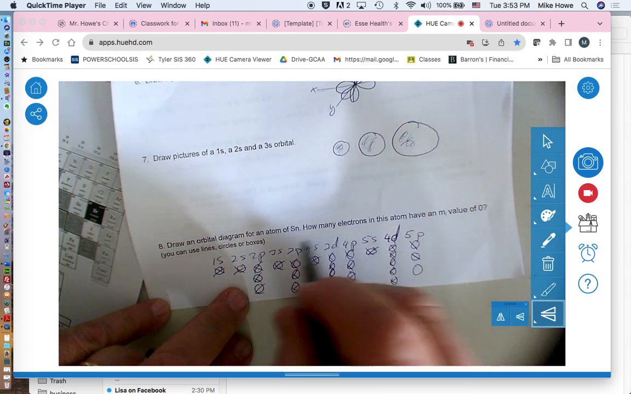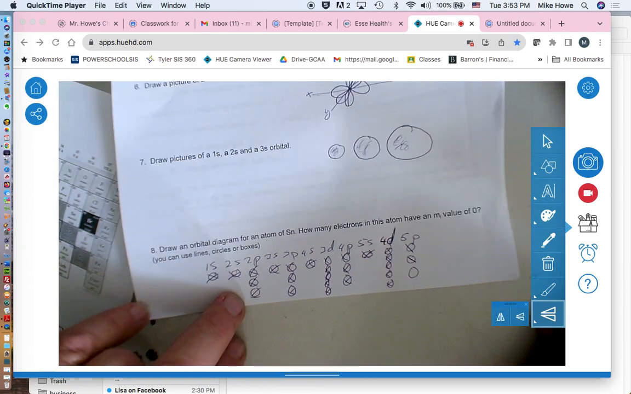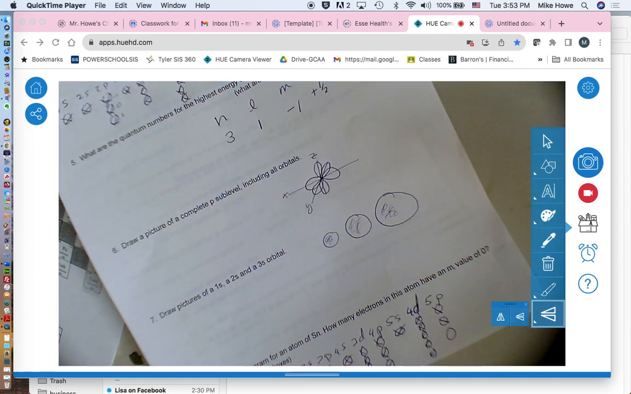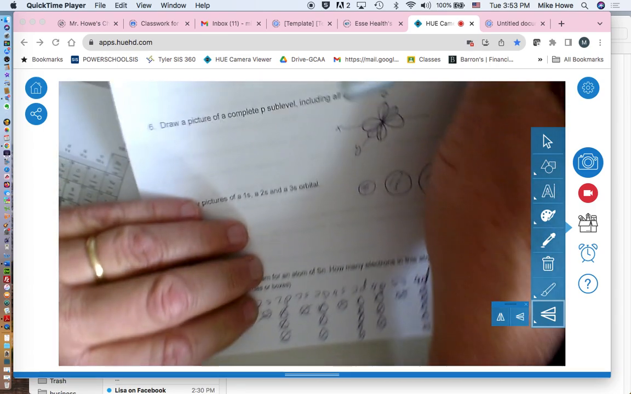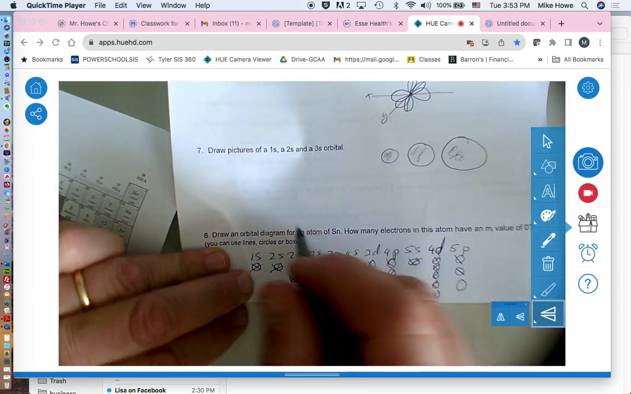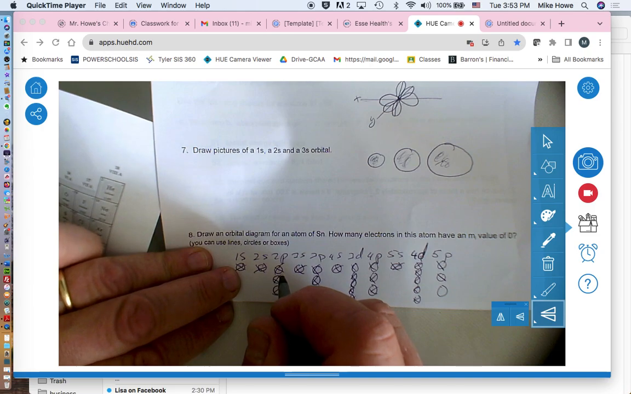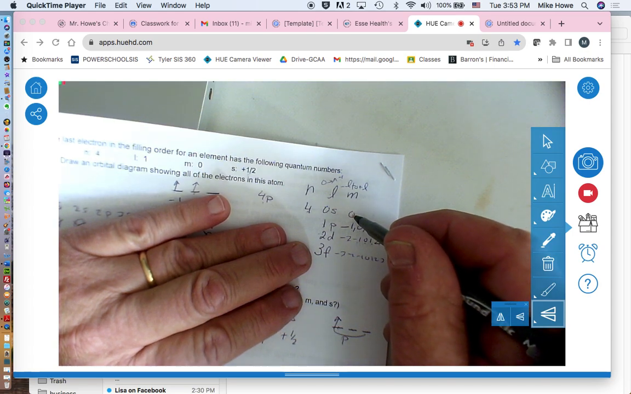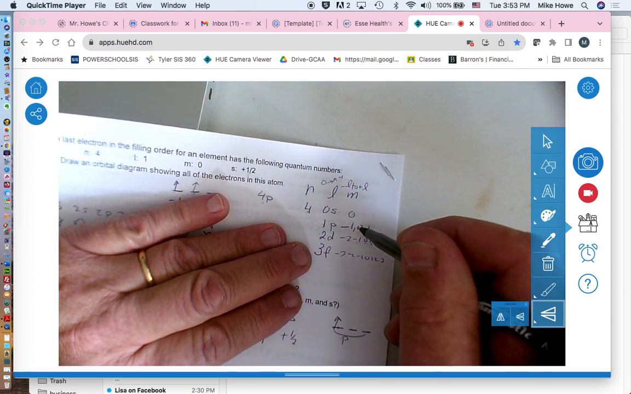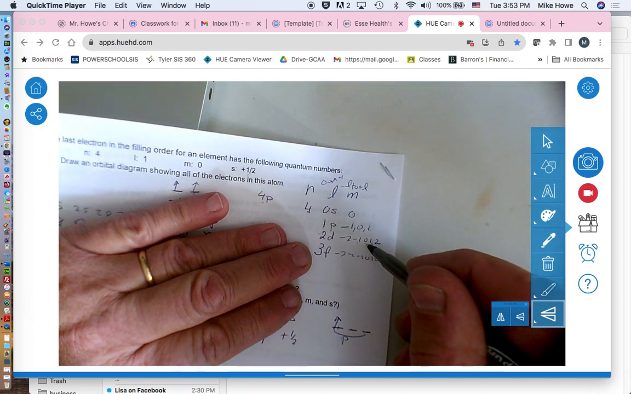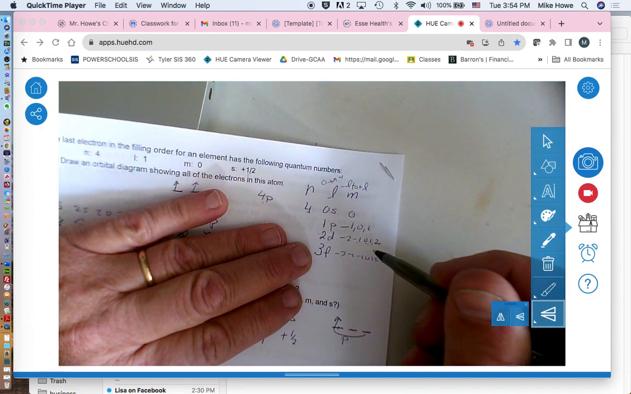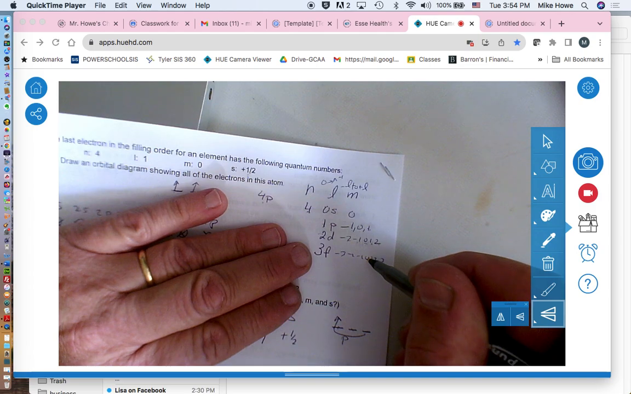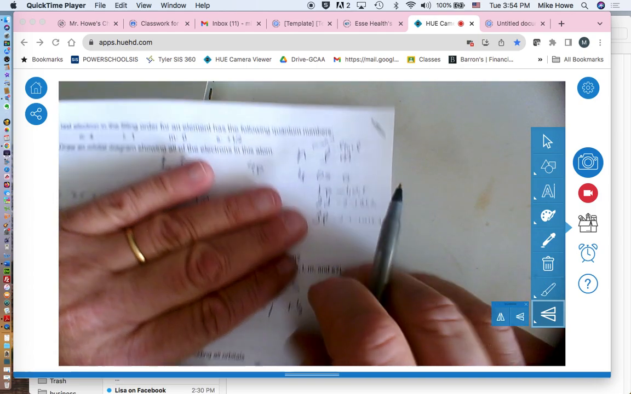Now the next question is, how many electrons in this atom have an m sub L value of 0? So I'll put a little underline under the ones where m equals 0. Let's go back up here. M equals 0 for all s orbitals. M equals 0 for the middle one of the 3 p orbitals. M equals 0 for the middle one of the d orbitals. M equals 0 for the middle one of the f's, but we don't have any f's, so it would just be these that we're looking for.